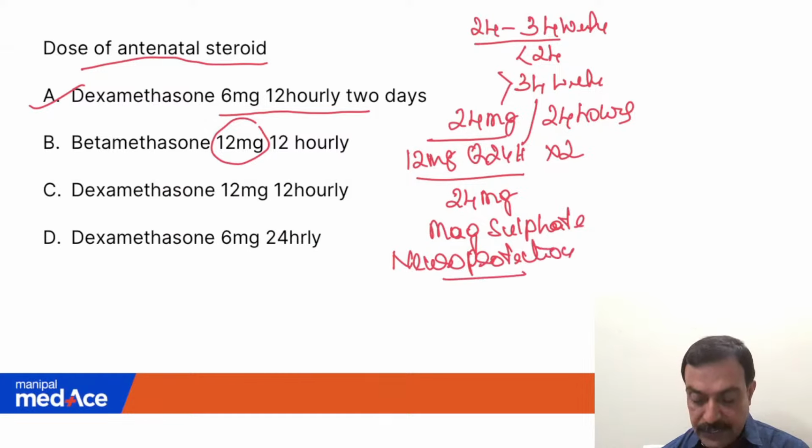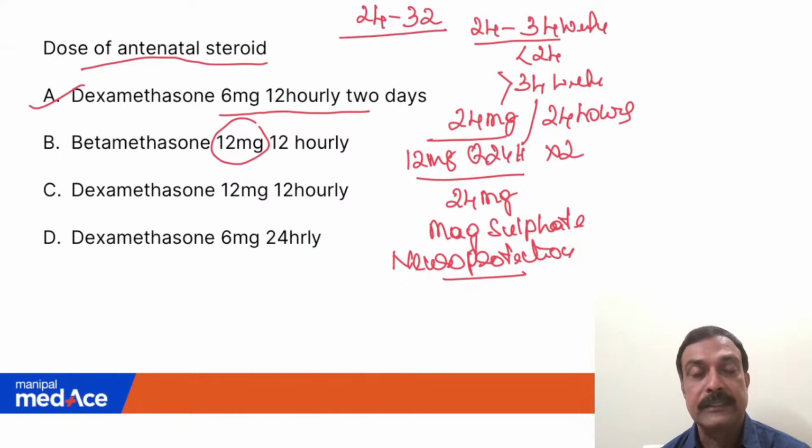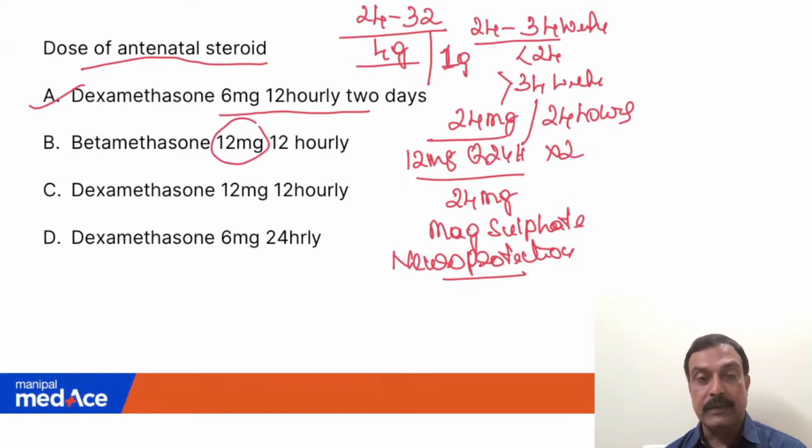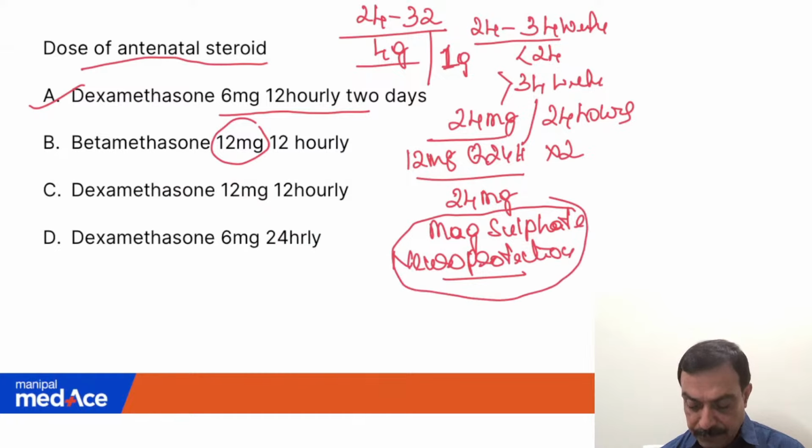And again, this can be used from 24 weeks of gestation to around 34 weeks of gestation. Generally, it is given as a 4 gram loading dose and then given as a 1 gram per hour infusion. Now, how does the magnesium sulfate benefit the baby?